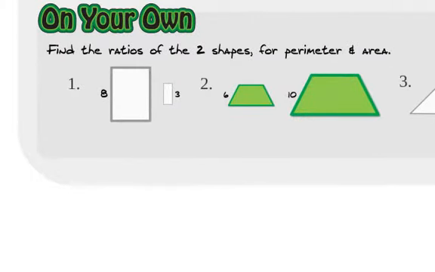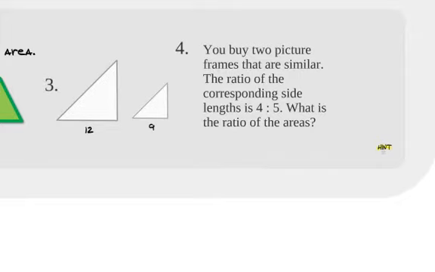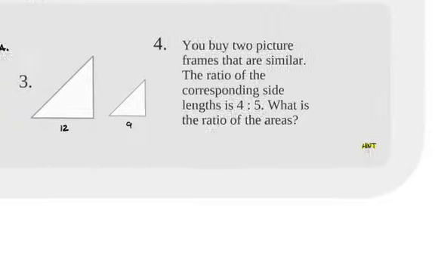All right. Find the ratio of these two shapes for the perimeter and the area. Remember, it's pretty simple. All you do is compare those sides there. And for area, you square it. And don't forget, like on number 2, you're going to simplify those fractions, okay? All right, work with a triangle there. And you buy 2 picture frames that are similar, and the ratio of the corresponding sides is 4 to 5. What's the ratio of the areas?